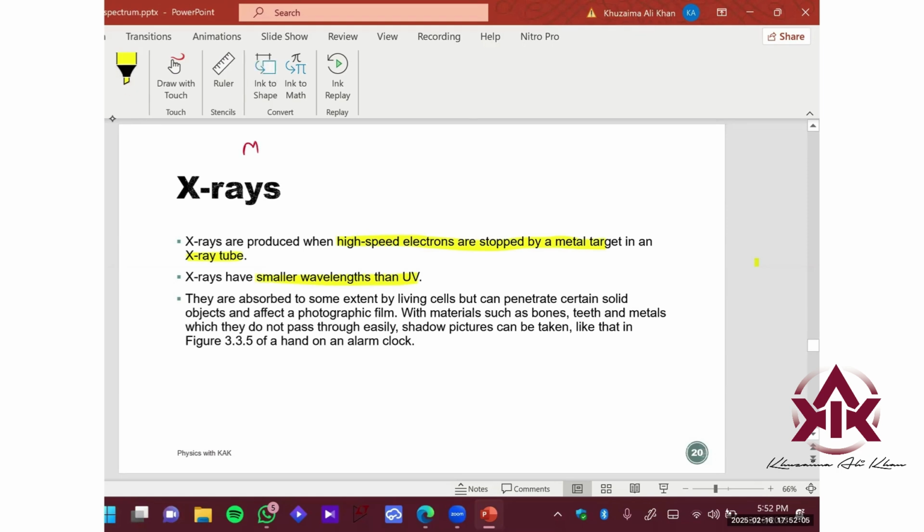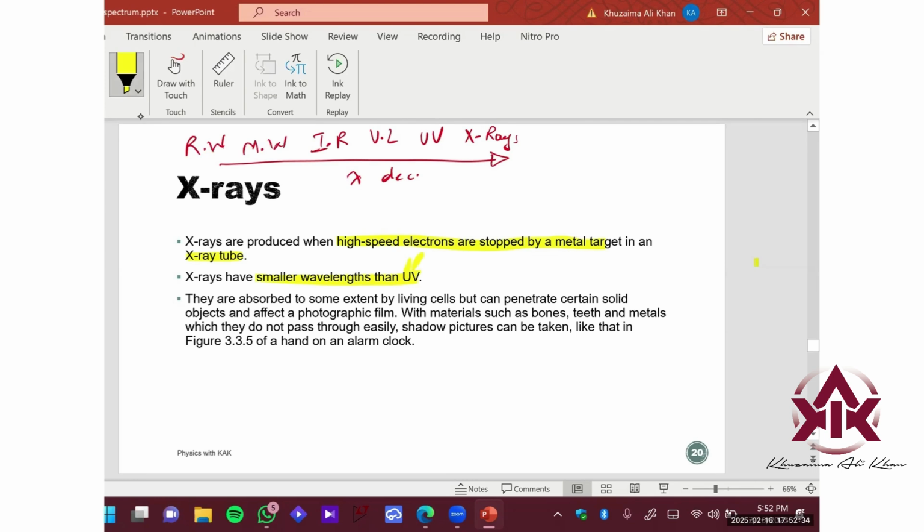So we have what? We have radio wave first. We have microwave. We have infrared wave. We have visible light, and then we have ultraviolet, and then we have what? X-rays, right? So you can see the wavelength decreases from here, right? So it's on the right hand side, so it has smaller wavelengths as compared to ultraviolet, right?